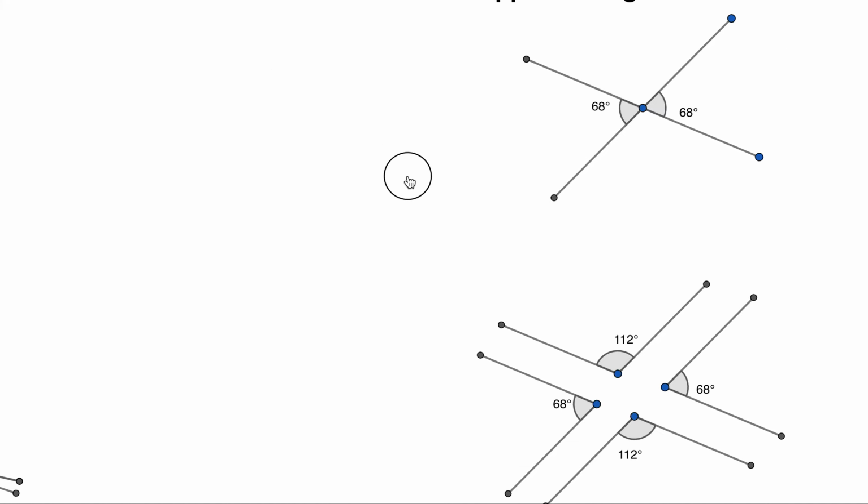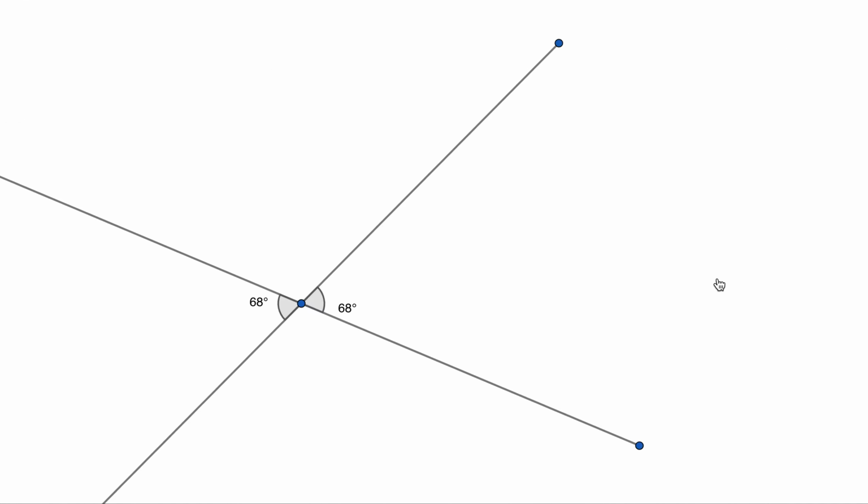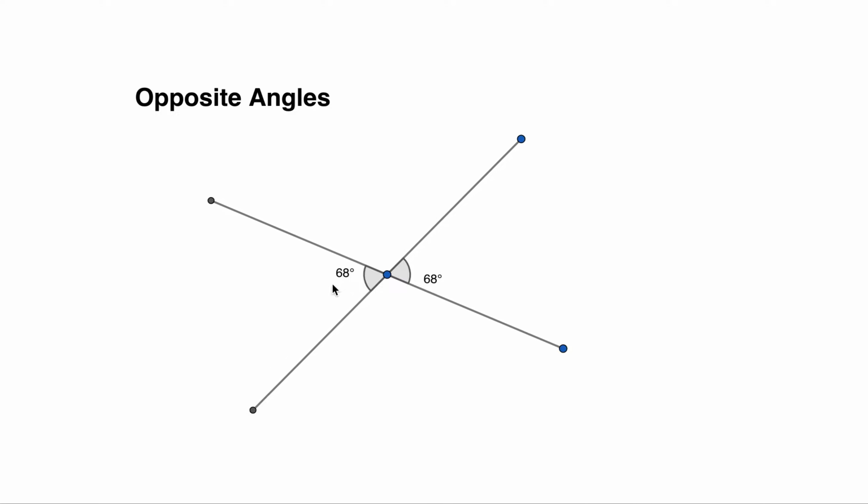One more thing. If you have two lines that are intersecting and you have angles that are across from each other, those two angles are going to be the same. No matter what, they're going to be the same. They are called opposite angles because they're opposite each other, right? It makes sense. And if you're confused about that, you can think about looking in a mirror. This is just a mirror reflection on the other side. So the angles opposite each other are going to be equal. This is called opposite angles.